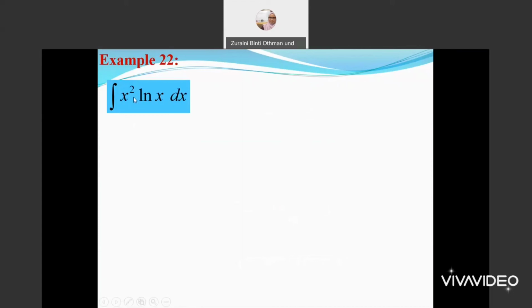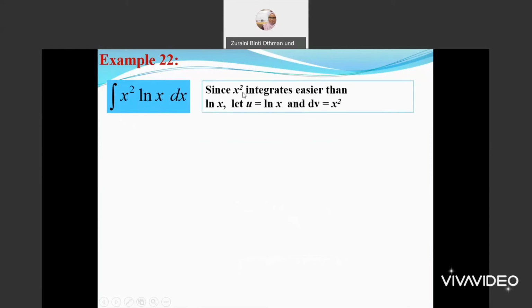Okay, so now we have this. Okay, by using our LIPET guideline just now, L is logarithmic. So then we have to put u as ln x. Since x kuasa 2 integrate is easier than ln x, u tu kita kena pilih sebagai ln x dan dv ialah x kuasa 2 dx. Okay, so now u ialah ln x dan dv. Okay, u ingat balik, u kita bezakan, kita dapat 1 per x dx. Okay, ln x kita bezakan dapat 1 over x, right?